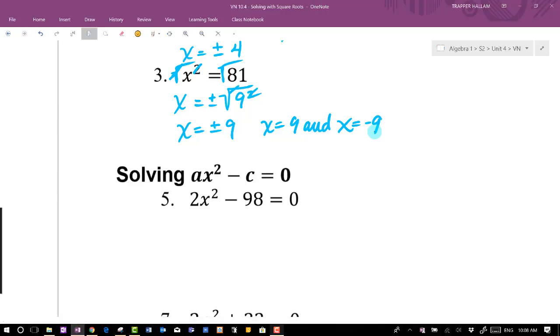We found that the possible x-intercepts are at positive 9 and negative 9, right? And if they're intercepts, we know that the y-coordinate is 0 because they're intercepts.